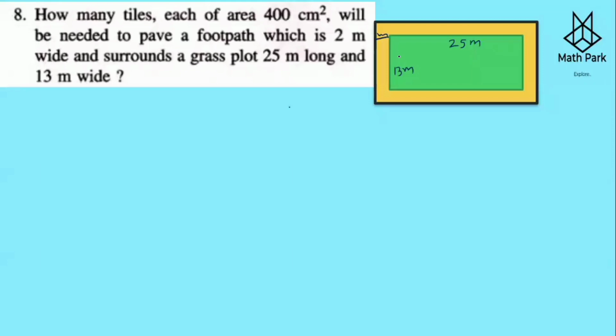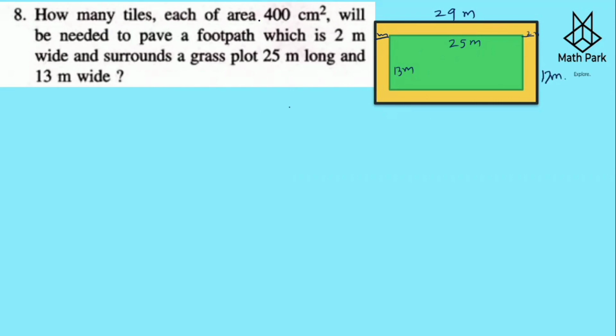Okay, now we need to find the area of this path, because the tiles are to be put on the path. So we need to find the dimensions of the outer rectangle. So this is 2 meter wide. So 25 plus 4, this 2 plus 2, so this becomes 29-meter outer rectangle. And the width of the rectangle is 13 plus 4, which is 17-meter.